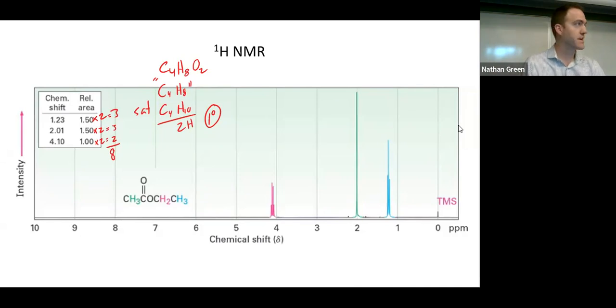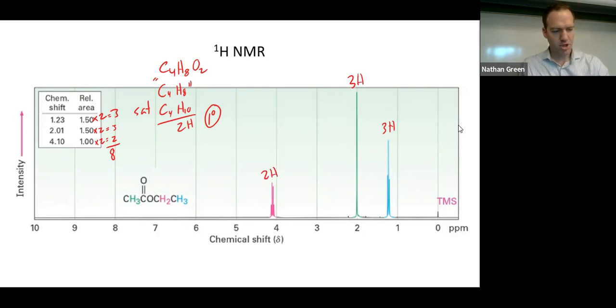I don't do this to you that often, but it is fair game to show you a relative area that is not the exact number of protons. Watch out for that. I have been spoiling you all by showing you protons that don't need to be multiplied over here. So I'm going to now take those numbers and say 3 protons are here, 3 protons are here, 2 protons are here.